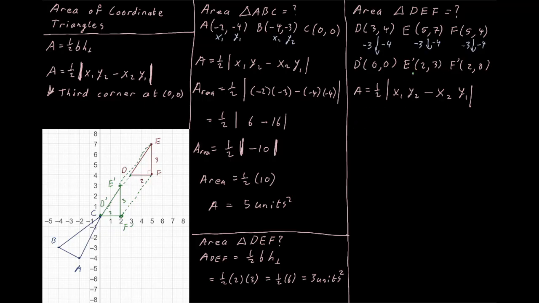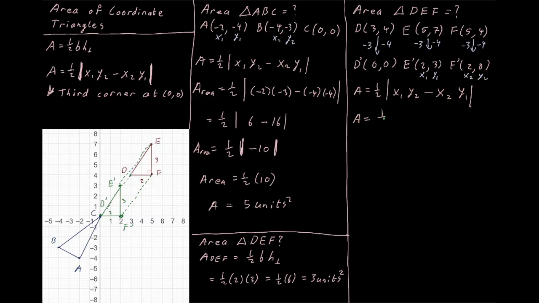So it's the same shape, we've just been able to move everything along to where we need it to use our formula. So now we can call E our x1 and our y1, and F's image our x2 and our y2. So we're using the image of E and the image of F because it's the same shape of triangle. We'll get the same area as we would have from our original red triangle. But now we can use this formula because we have a corner at 0, 0.